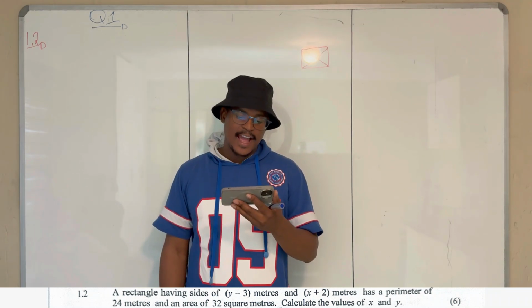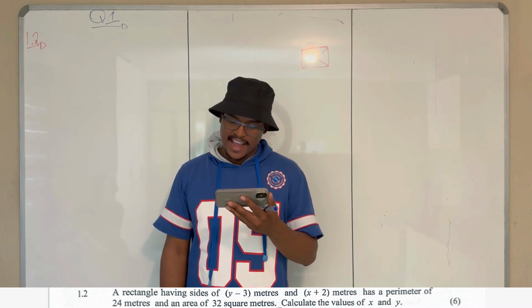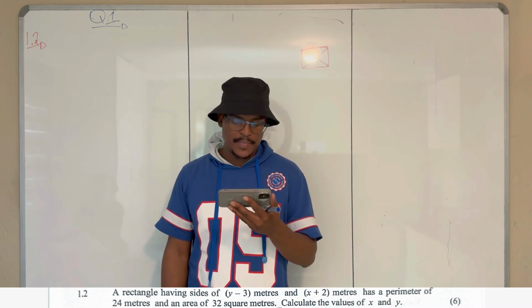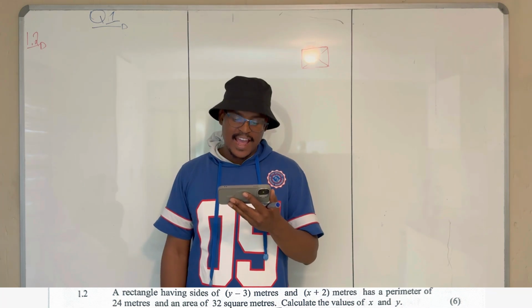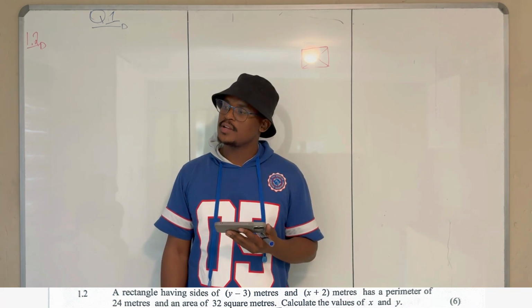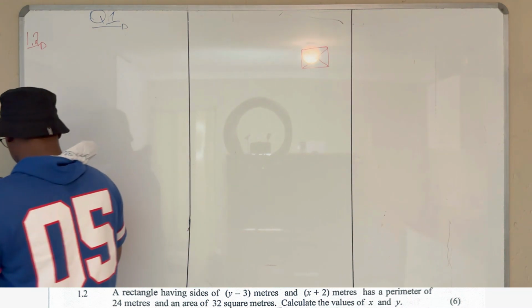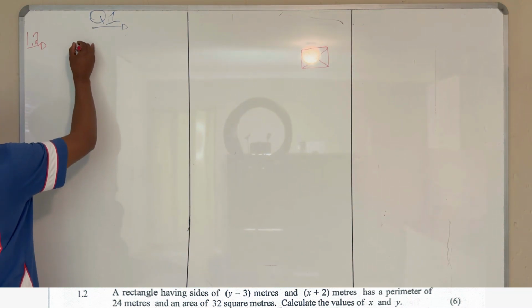They're saying a rectangle having sides of y minus 3 meters and x plus 2 meters has a perimeter of 24 meters and an area of 32 square meters. So they want us to calculate the value of x and y. So what are they saying? They are saying we have a rectangle here. So here is the rectangle.